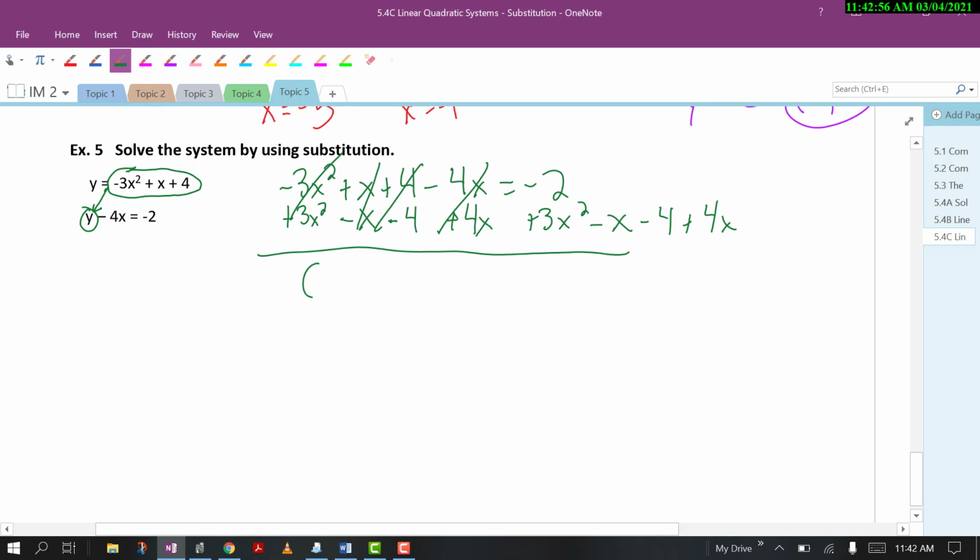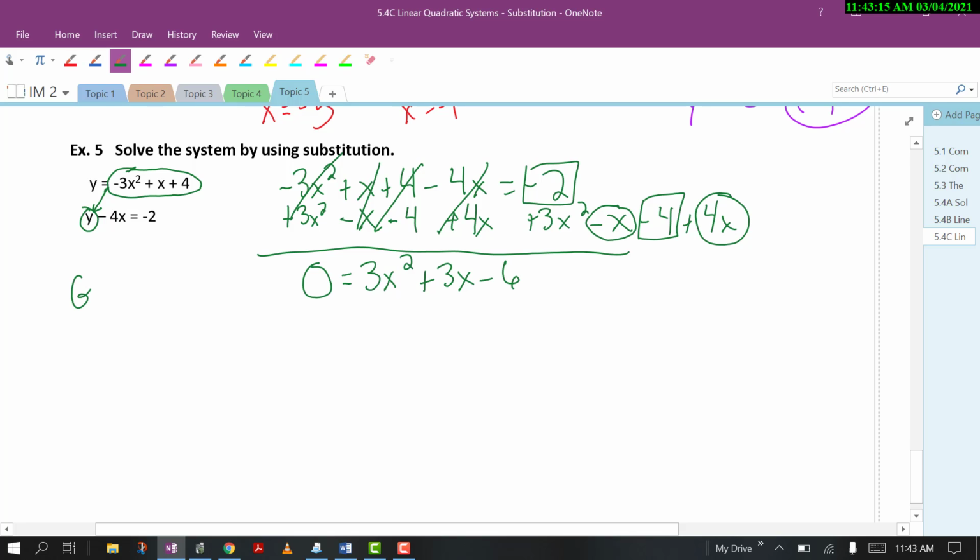So on the left, everything cancels out. On the right, the only squared term we have is 3x squared. We have a negative x and a positive 4x, so positive 3x when we combine those, and a negative 2 and a negative 4 gives us negative 6. So we need to solve this.